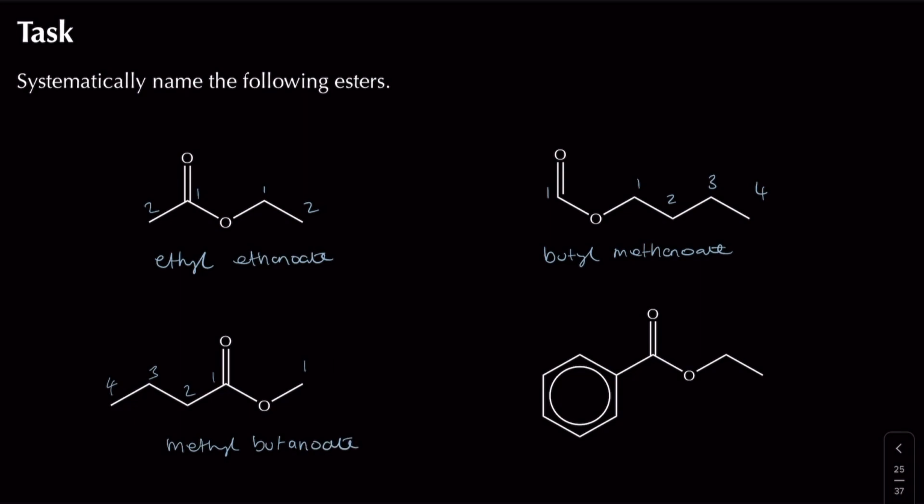The next one, bit trickier, you've got 2 carbon atoms over here, so you're going to say you've got ethyl, and then again you've got here benzoic acid on this side, so you've got a phenyl group over here, but you're going to call it benzoic acid, so it's going to be benzoate.